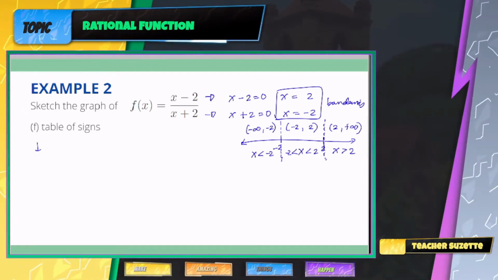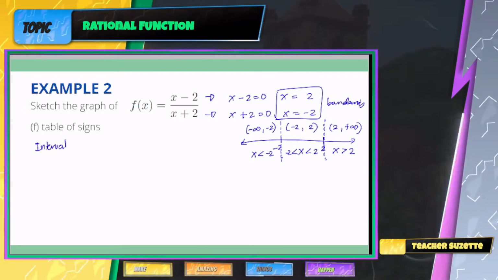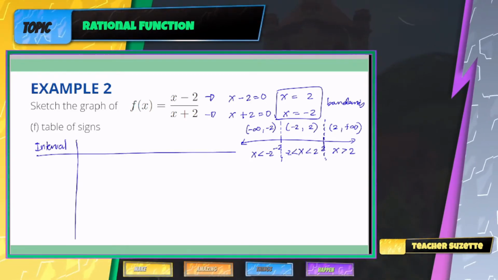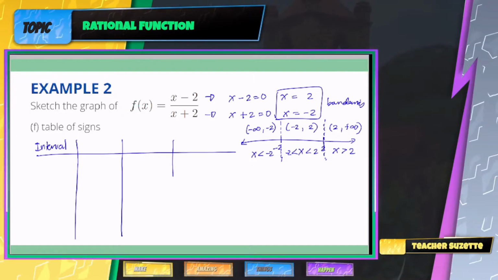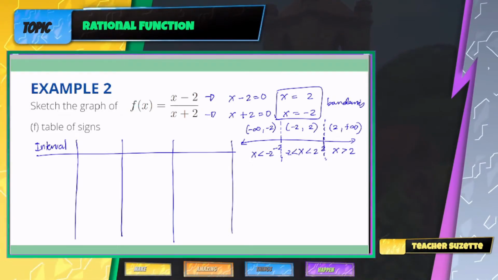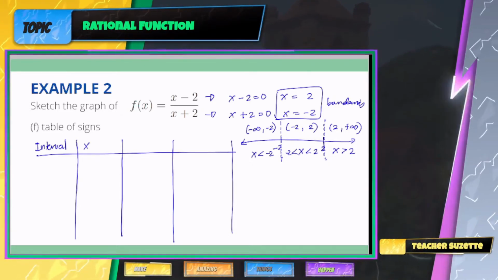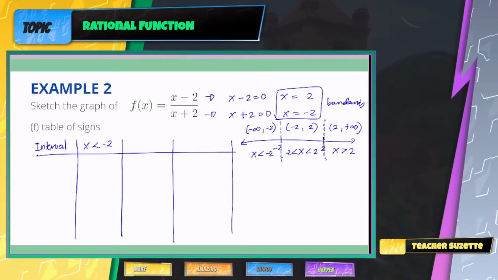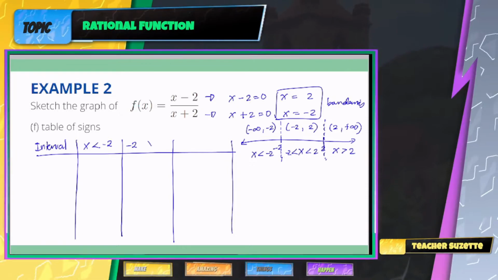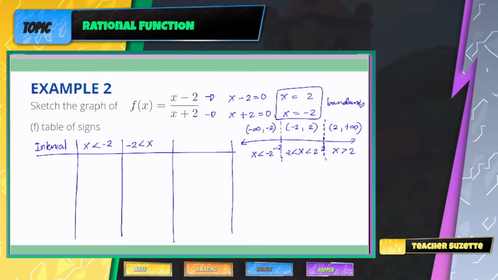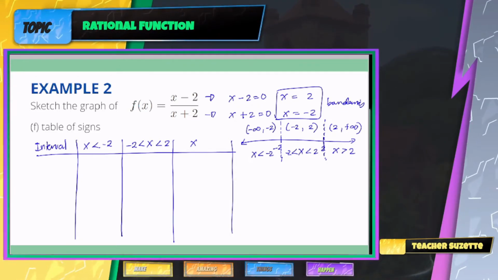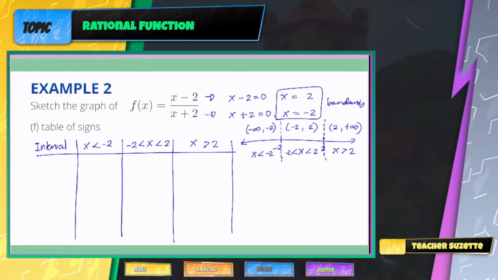So, let's construct our table of signs. Our table of signs is divided into 3. One, two, three. The first interval is x is less than negative 2. Then we have x is greater than negative 2 but less than positive 2. And last, we have x is greater than 2.